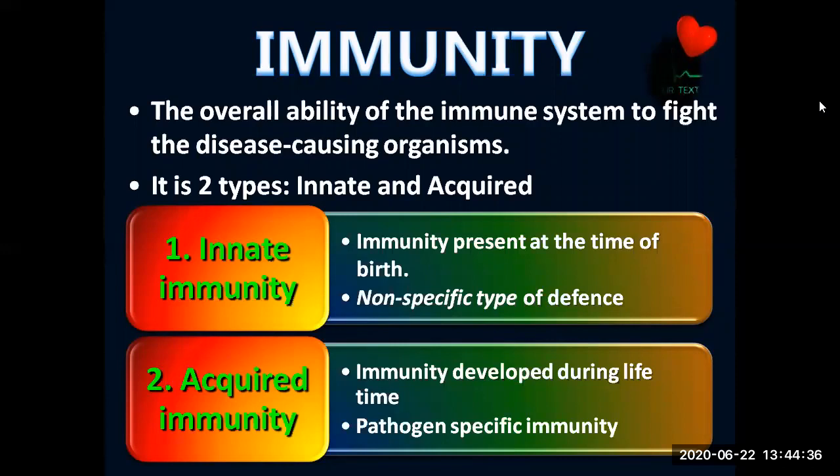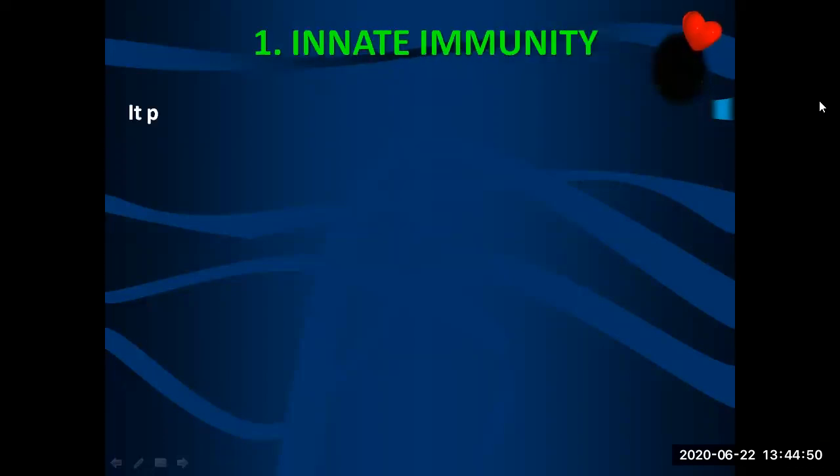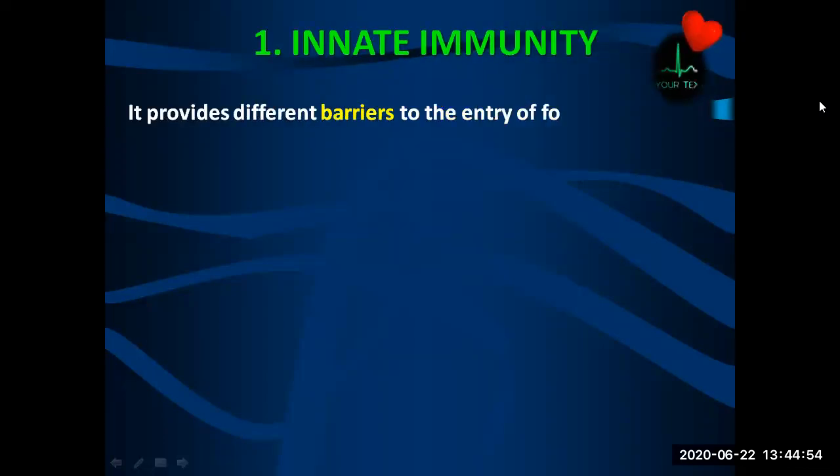No memory cells here. Acquired immunity is immunity developed during lifetime. We say pathogen specific immunity. That will come after birth, when we are exposed to that particular microbe. Let's come in detail.